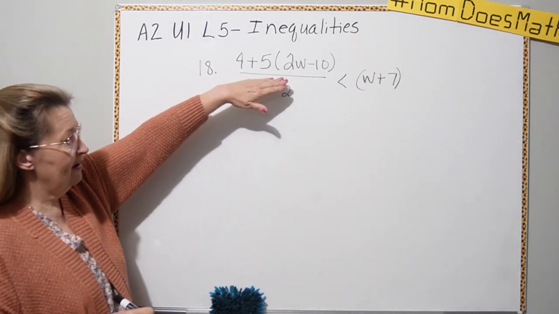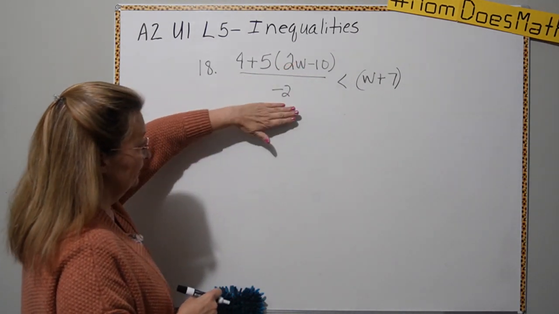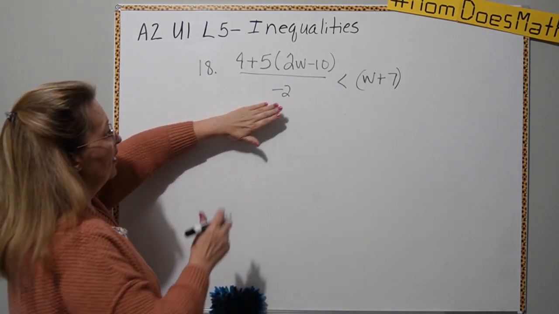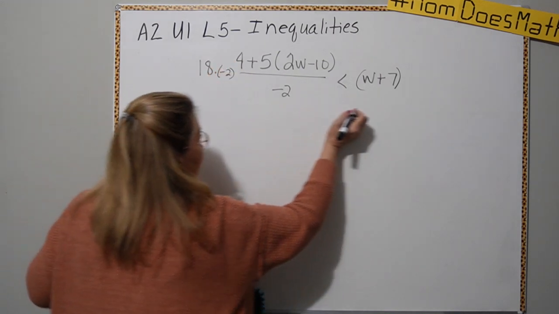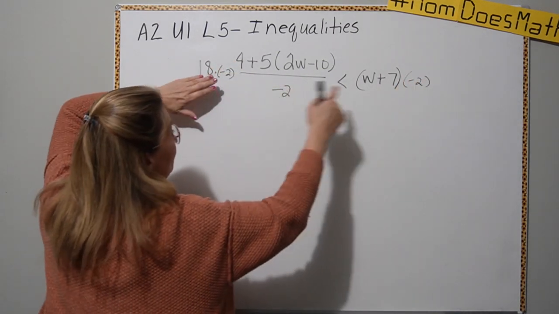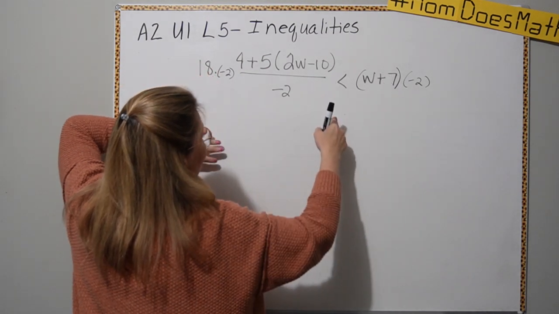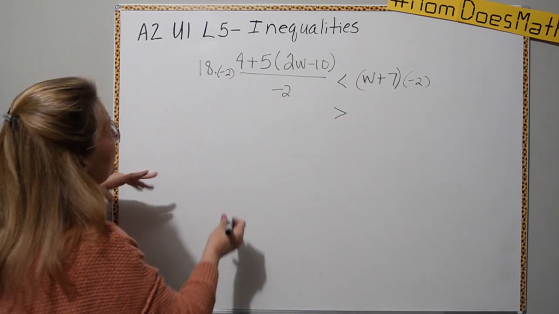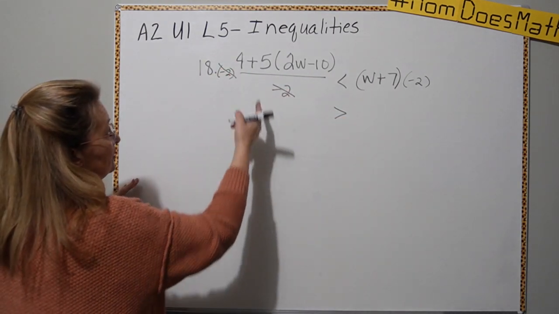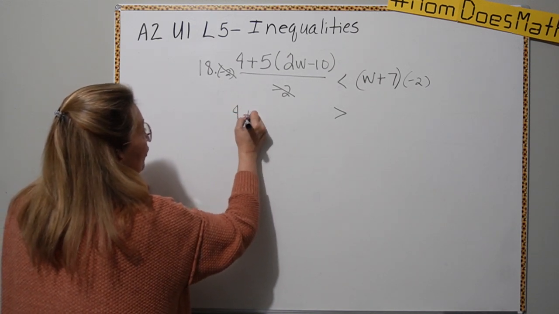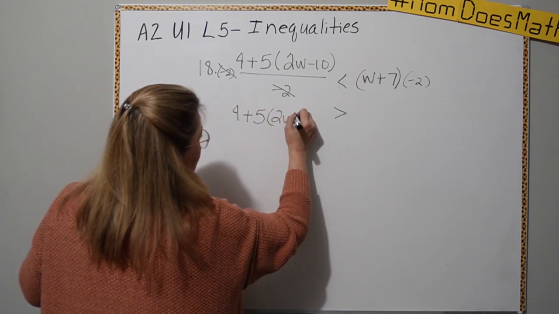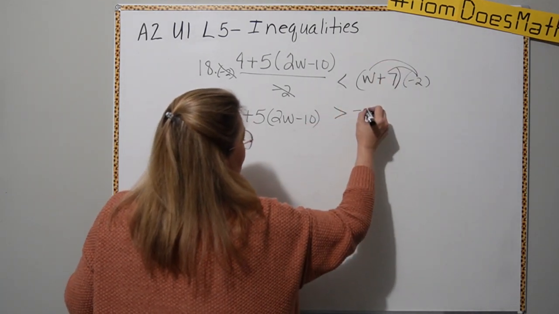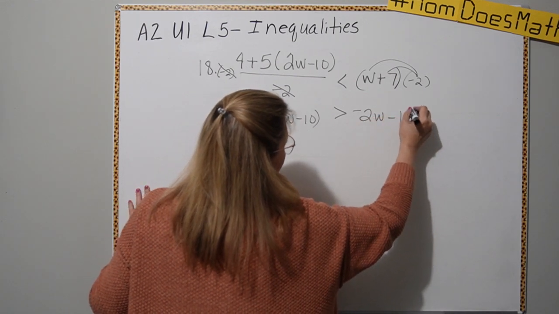So we have 4 plus 5 times 2w minus 10 over negative 2 is less than w plus 7. Now, the quickest thing to do is get rid of this fraction by multiplying both sides by negative 2. And since we're multiplying both sides by negative 2, that means when we get down to this next step, we need to flip this sign. So let me go ahead and change that. Now these 2's cancel out. So what I'm going to have left here is just the 4 plus 5 times 2w minus 10. And then over here, let's just go ahead and distribute that negative 2 here. So I'm going to have negative 2w minus 14.